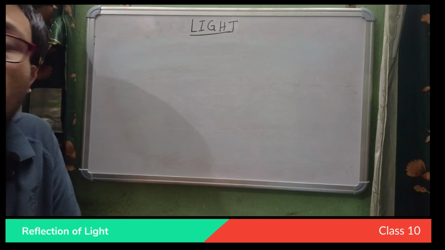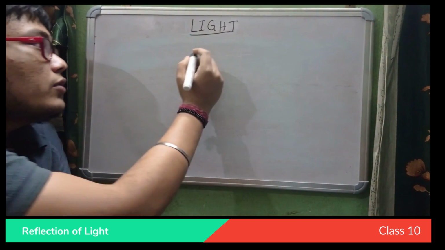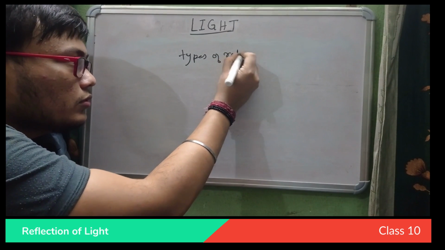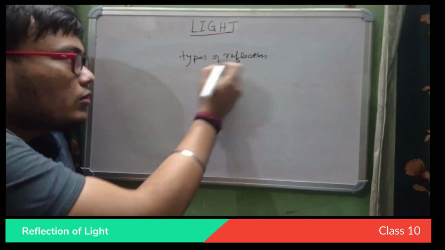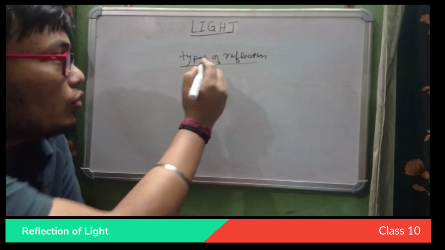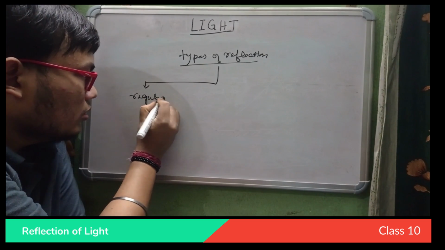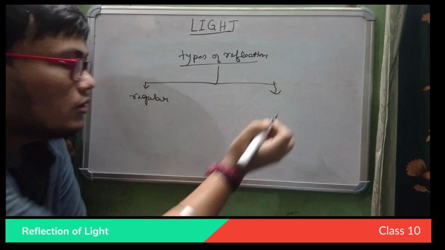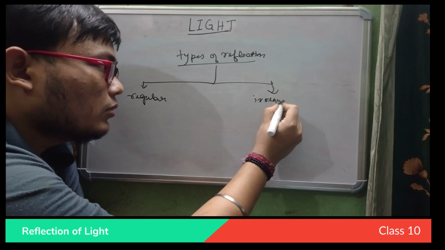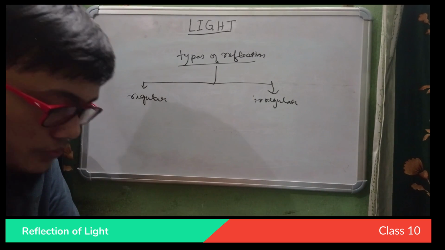Now before I come to the laws of reflection, we'll cover types of reflection. Now there are two types of reflection. One is regular, the second one is irregular. Now what do we mean by regular reflection?